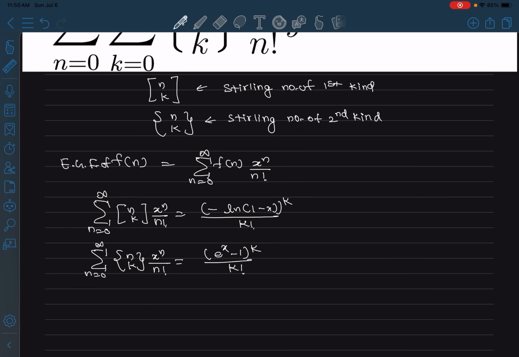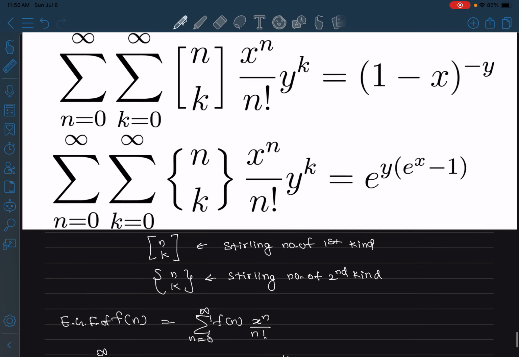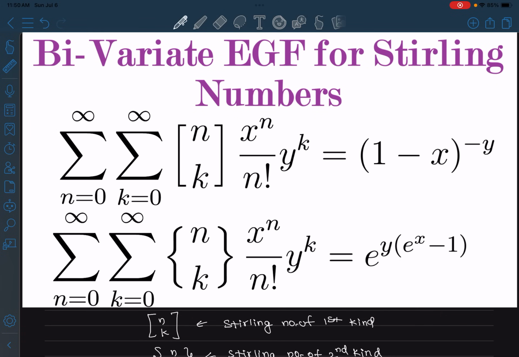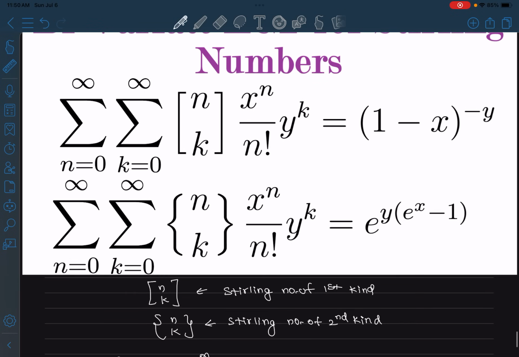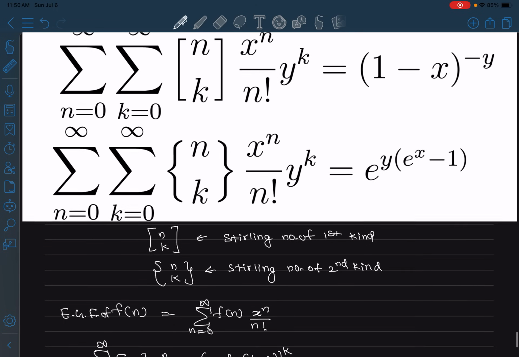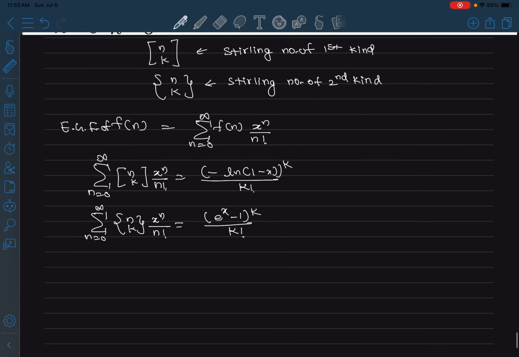And now we are going to do the bivariate EGF. Basically, we already have this EGF term, and also an ordinary generating function in y. So exponential generating function in x and ordinary in y. I mean exponential in n and ordinary in k. I think that's more appropriate. Okay, so let's see how we do that.